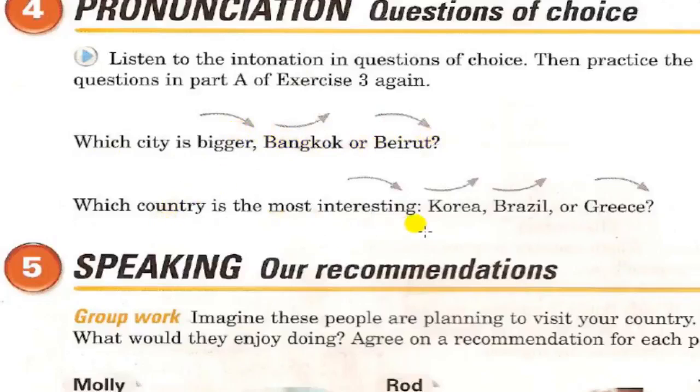Which country is the most interesting? Korea, Brazil, or Greece? So the sound here is up, up, or down. Which country is the most interesting? Korea, Brazil, or Greece? The sound is up, or the sound is down. Before or, the sound is up. After or, the sound is down.